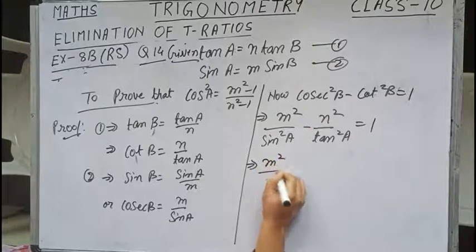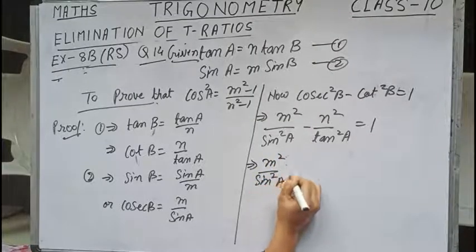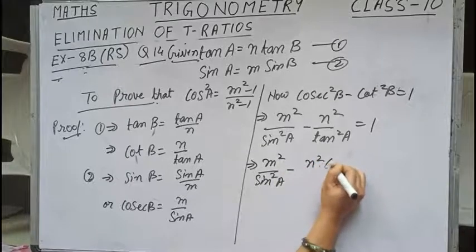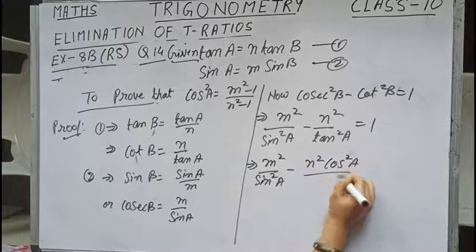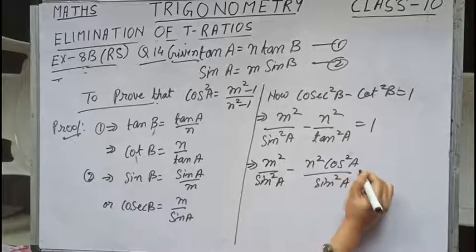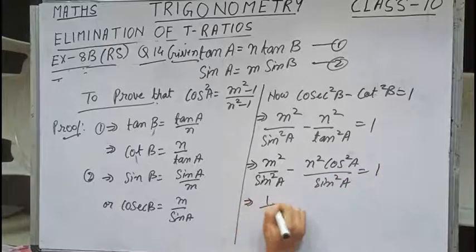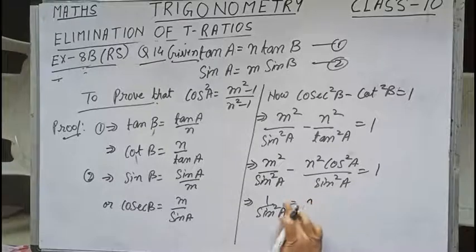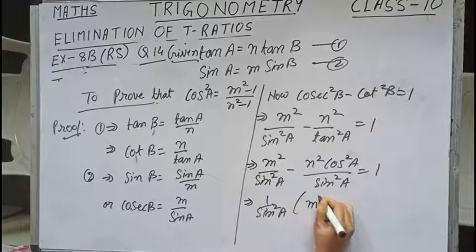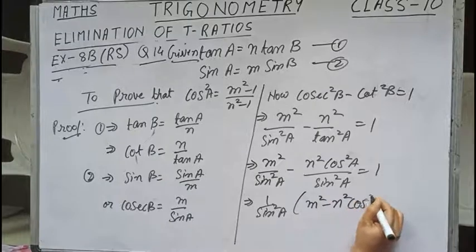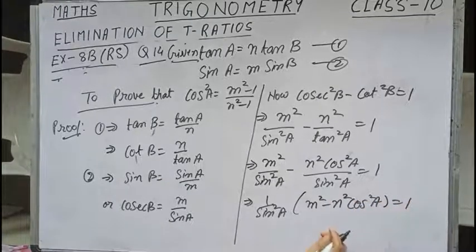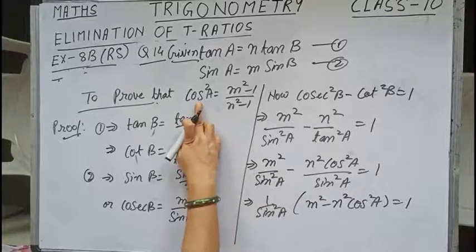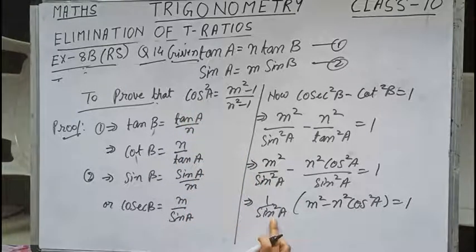So over here m square by sin square A minus n square cos square A by sin square A equals 1. This implies 1 by sin square A I am taking common. Sin square A equals m square minus n square cos square A equals 1. Now children, over here only cos square A is there, so this I would need to change in cos terms. So let us change.